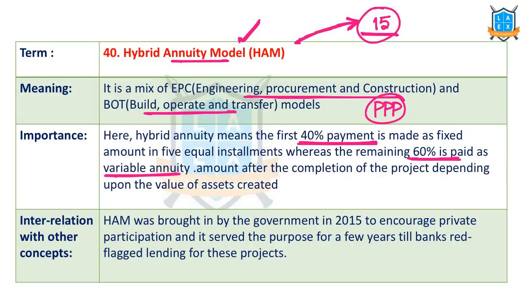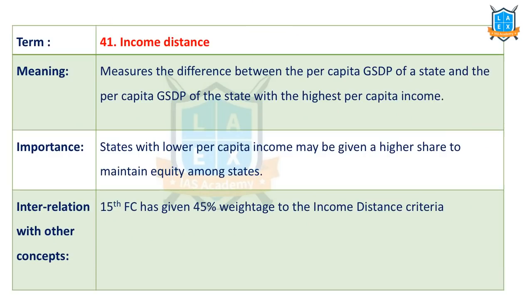That's why the hybrid annuity model, wherein 40% is paid by the government directly to the company, and then the remaining amount by the cess, by the toll, etc. That way they are getting it. This hybrid annuity model was brought in the year 2015 to encourage private participation, and it has served well in the past few years, and lending for the projects has become a very good thing, and it has become a successful model. The next important term is income distance.